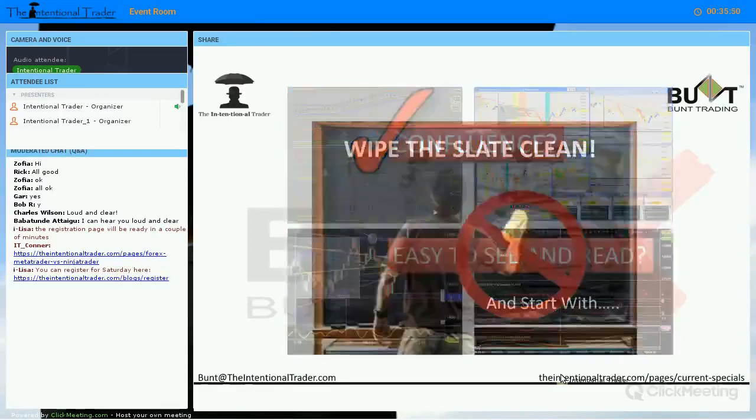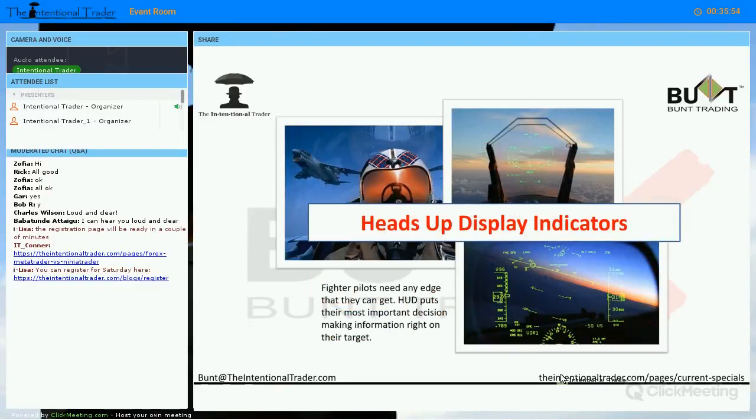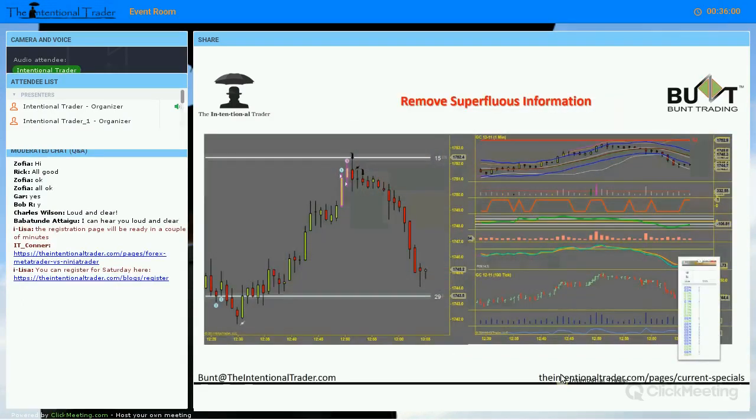So I decided, you know what, I can't do this. We're going to create these heads-up display indicators. We're going to make it simple. We're going to do what these fighter pilots do. We're going to put the information right where you need it. If you look at these two charts, it looks like two separate things, the one on the right and the one on the left. They're identical charts with identical signals on them.